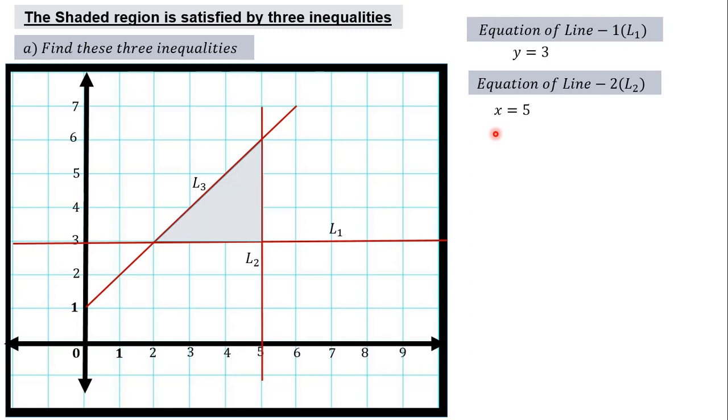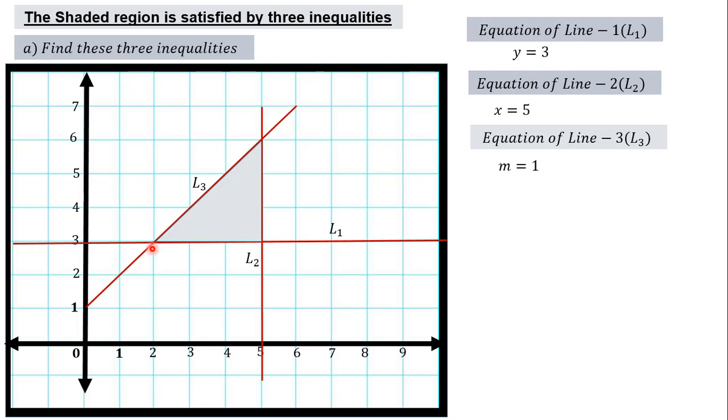In order to find the equation of the third line, students, that is L3, you have to come up with two important things. Number one, the gradient of this line L3, and number two, the point where this line cuts the y-axis, meaning its y-intercept. And you can see, students, for its gradient, for every 1 unit in x, it is moving 1 unit in y. So the gradient of this line is m equals 1.